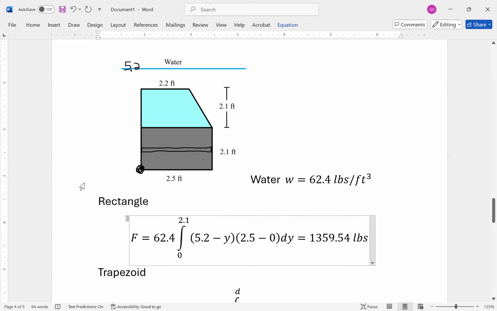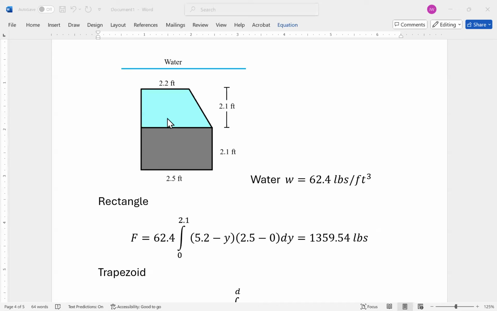Now the trapezoid is a little bit different. When I deal with the trapezoid, I have to set my origin somewhere. I think what I'm going to do is I'm going to set my origin right at this corner. Now, I want to notice something, that the top of the trapezoid is 2.2 feet.